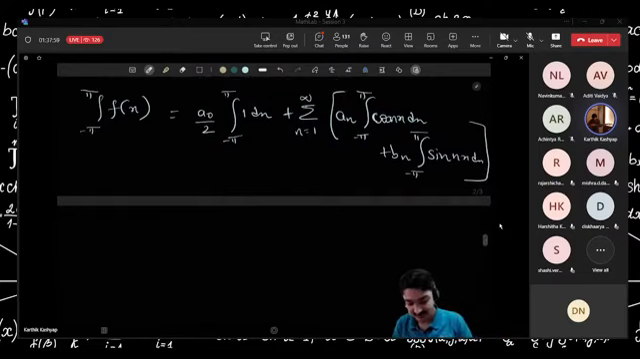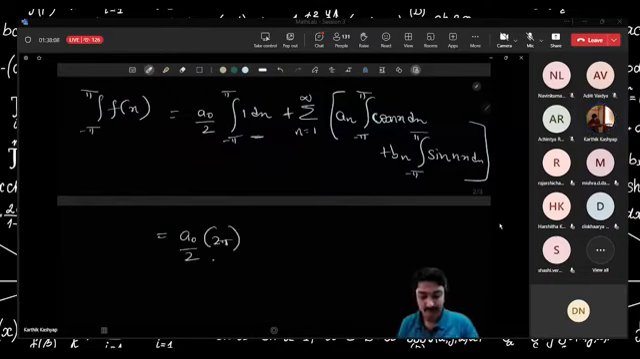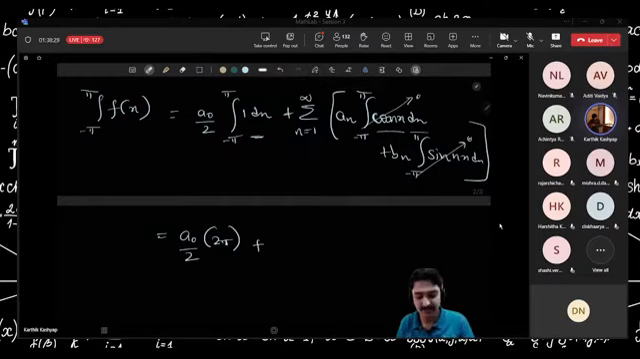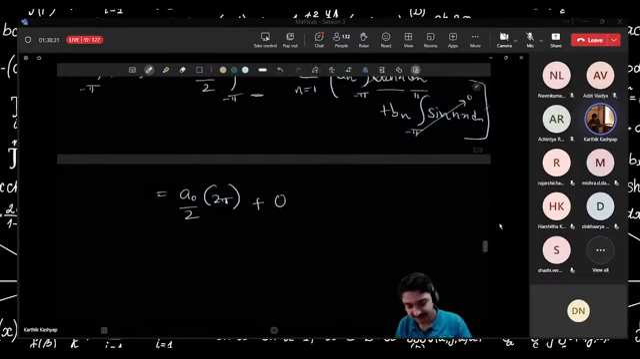So let's write this. This we can just leave as it is. And then this integral of 1 is 2 pi. So a0 by 2 times 2 pi plus this integral. You see n is not equal to 0 anywhere. n is starting from 1 and going till infinity. So this integral will be equal to 0 for all n values in the summation. So each and every value in the summation turns out to be 0. Similarly, even this turns out to be 0. So this whole entire summation, all the terms are 0. So we can just write this as 0.